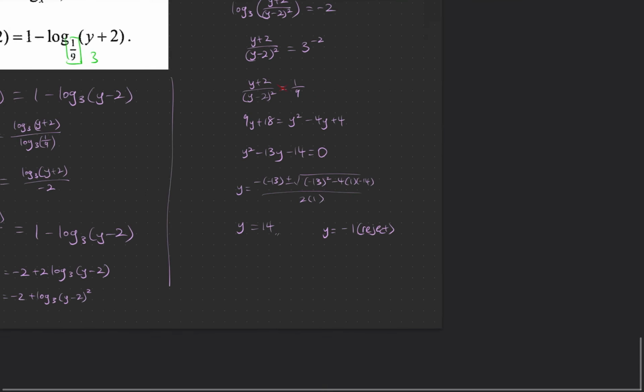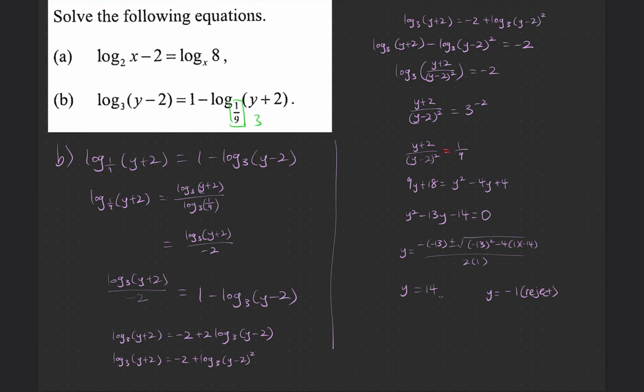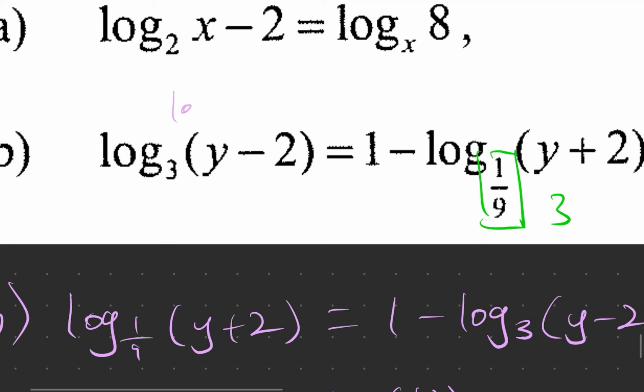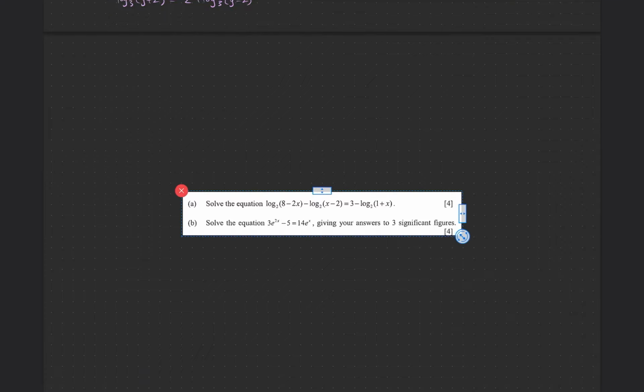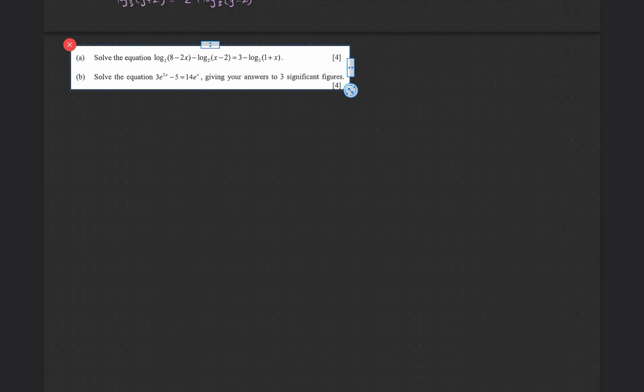How come? Because if we substitute y equals negative 1 here, then I'm going to have log base 3 of negative 3, which is a no-no. So only y equals 14 is accepted. Okay, next question. Last one, yeah, this is the last question.